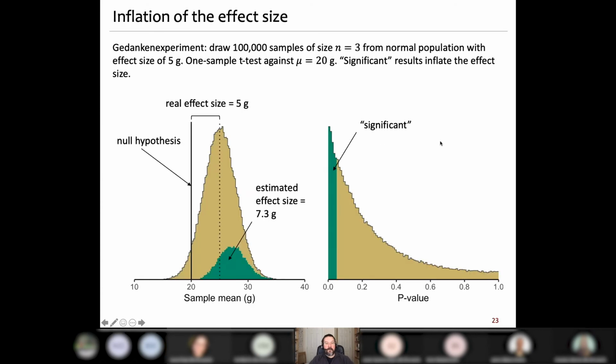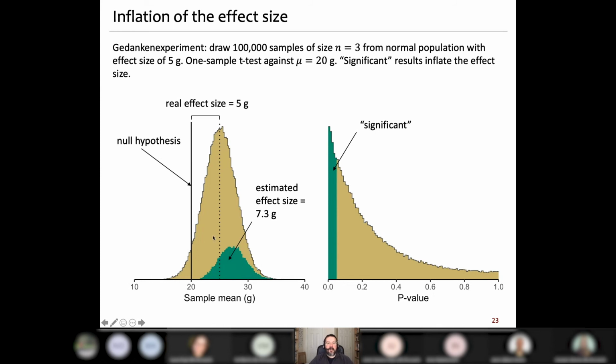There is another problem with underpowered studies. Imagine a population like this. This is a population where effect size is 5 grams. It's 5 grams from the null hypothesis. And we select samples of size 3 from this population. And we calculate p-values in a one sample test against 20 grams. All p-values which are below 5% are called significant. And the distribution of these significant samples is shown here.